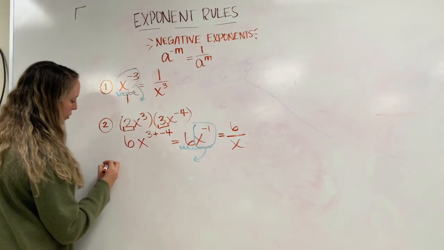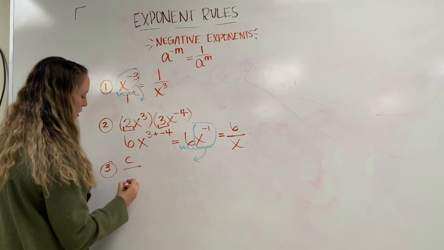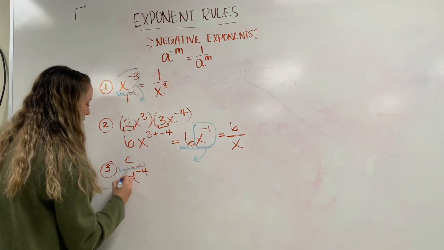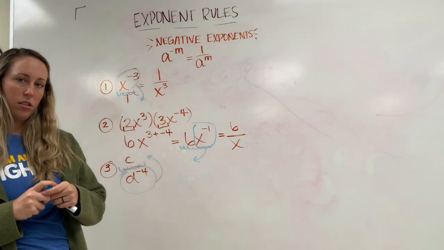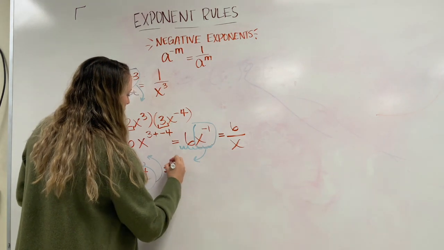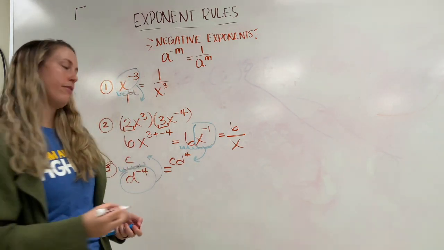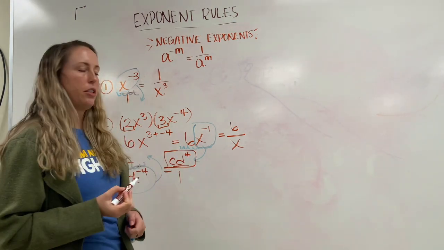For example number 3, we have c over d to the negative 4. We are going to move him above water so he can dry off. So we've got c times d to the 4th. That 4 becomes positive. And we could put it over 1 if we wanted to.